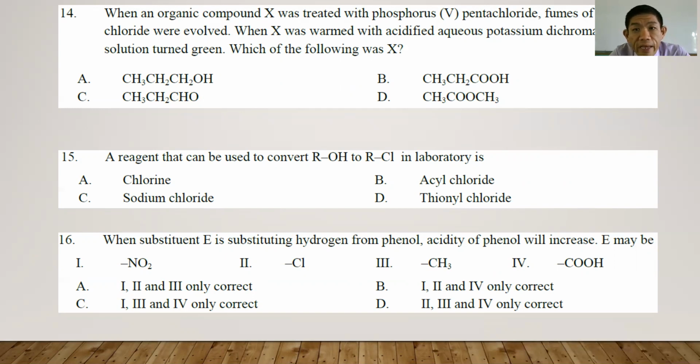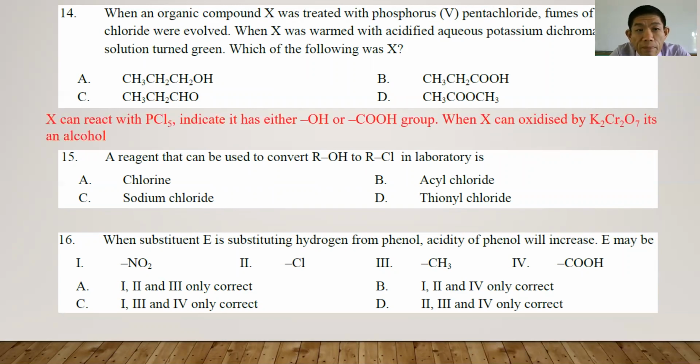Then it can further react with acidified potassium dichromate, which is an oxidizing agent. So carboxylic acid, except methanoic acid, can no longer be further oxidized, therefore cannot react. So the best answer in here will be A. Number 15, a reagent that can be used to convert ROH to RCl is either phosphorus pentachloride or thionyl chloride. So the best answer in here is D.